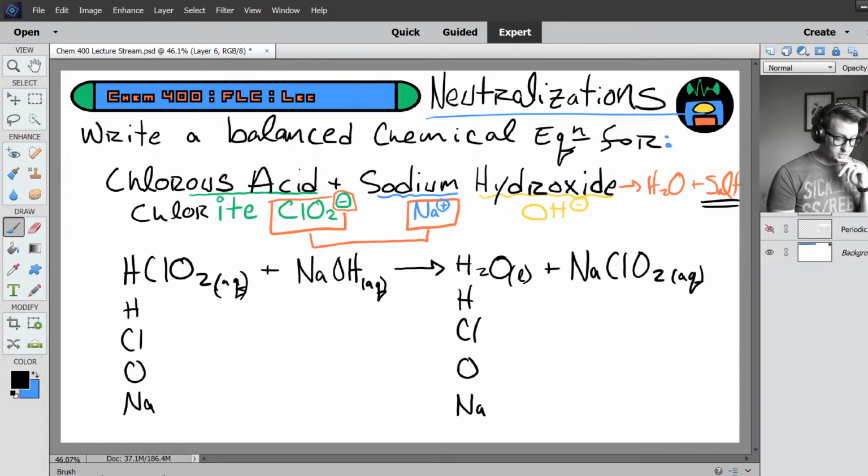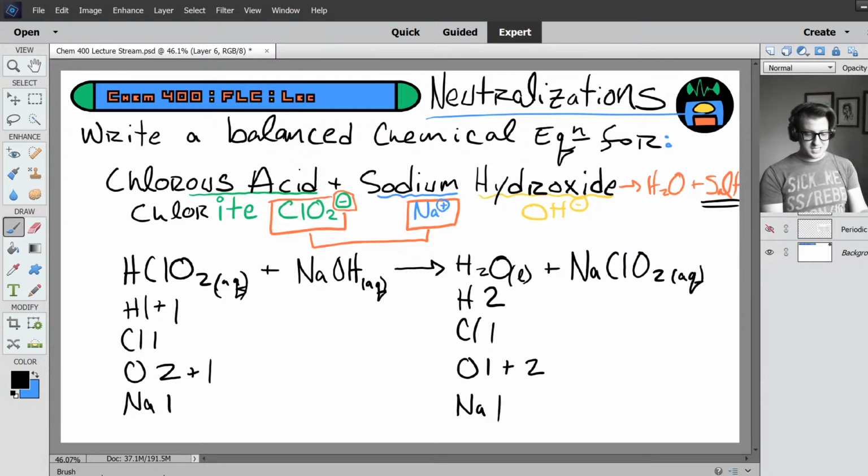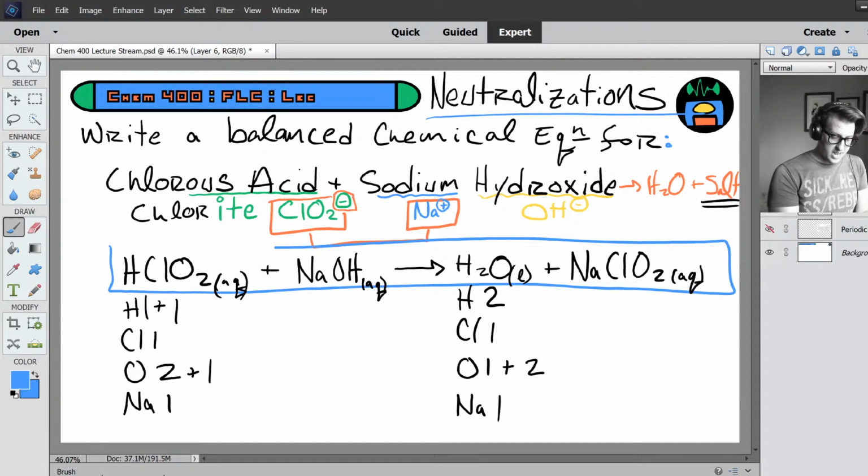Na. All right, so on our reactant side, we have 1 hydrogen from chlorous acid plus 1 hydrogen from sodium hydroxide. There's 1 chlorine, 2 oxygens in chlorous acid, 1 oxygen from sodium hydroxide, and then 1 sodium ion on the reactant side. Now on the product side, 2 hydrogens from water, 1 chlorine from sodium chlorite. We have 1 oxygen from water plus another 2 from sodium chlorite and 1 sodium. And you can see that our chemical equation is balanced, so we don't have any more work to do.